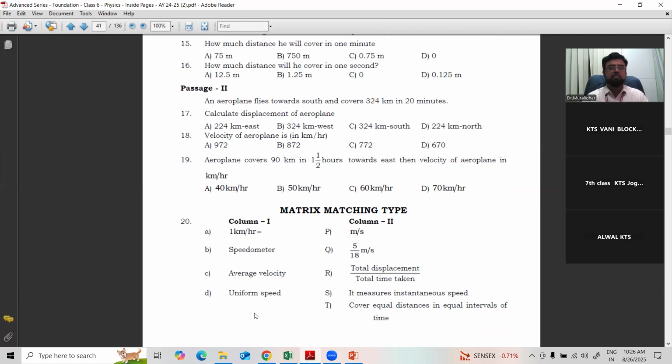Okay. So you can see match the following is there. Simple way. Match the following. If you see, 1 kilometer per hour is equal to, I told already, 5 by 18 meter per second. So uniform speed is measured in meter per second. Speedometer measures the instantaneous speed, I told the vehicles. And average velocity is total displacement by total time. Right? So for uniform speed you can write this also, sorry, covers equal distance in equal time. Not this. Units also you can mention. Equal distance in equal time is nothing but uniform. Simple.